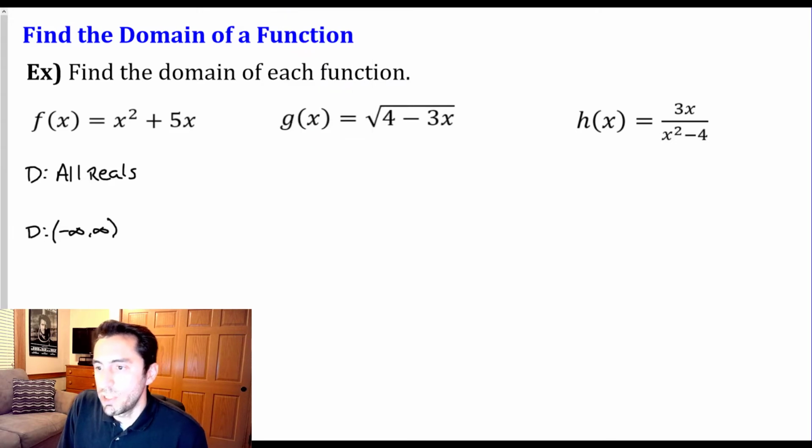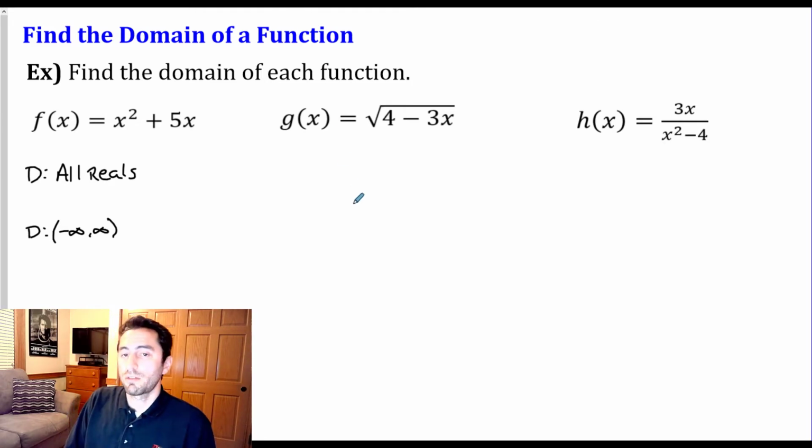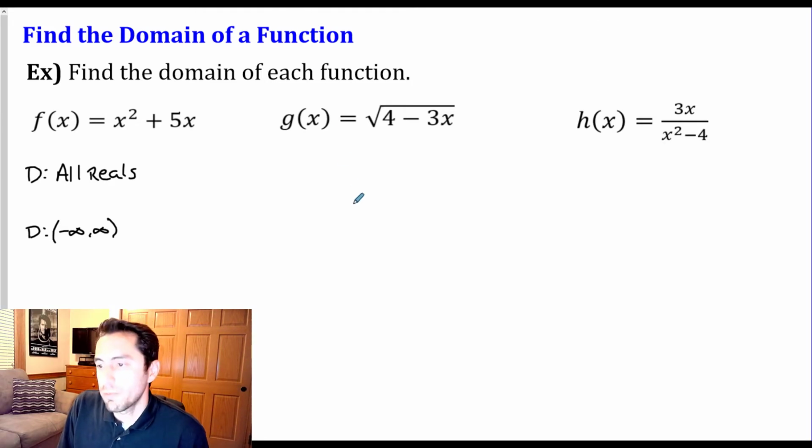Here in the second one, g of x is equal to the square root of 4 minus 3x. So I do have a new operation in here. I have a square root sign. Again, we just need to think about what sort of restrictions we have for our real numbers. I know that with square roots, if I want to ensure that I always have real numbers, my radicand, anything that's underneath the square root sign, this has to be 0 or it has to be positive.